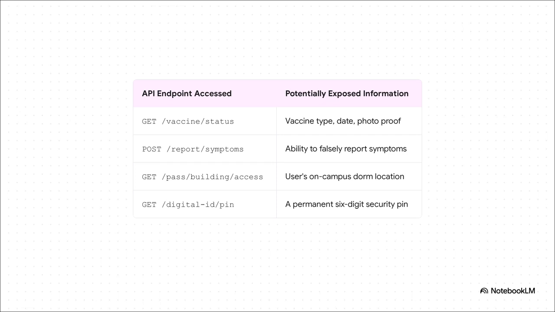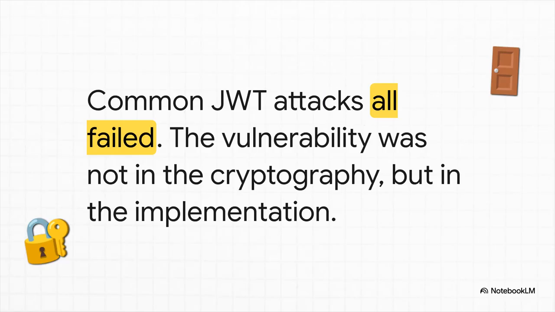If they just took that token and reused it, they could tap into the app's backend and pull all sorts of stuff. They could see a user's detailed vaccine status, complete with photo proof. They could falsely report symptoms for someone else. They could find out which dorm a student lived in. And maybe the most shocking of all, they could get the student's permanent 6-digit security PIN. Yikes.